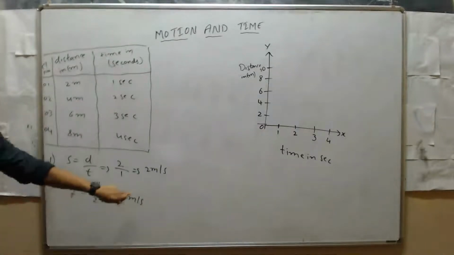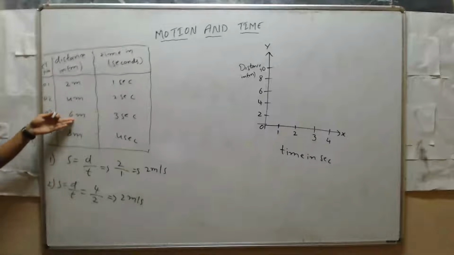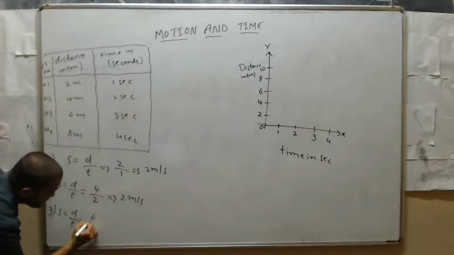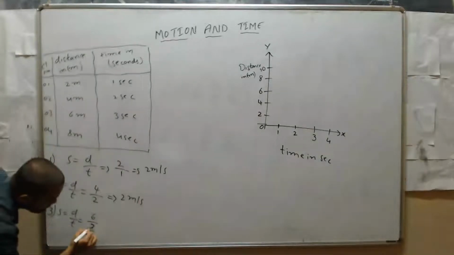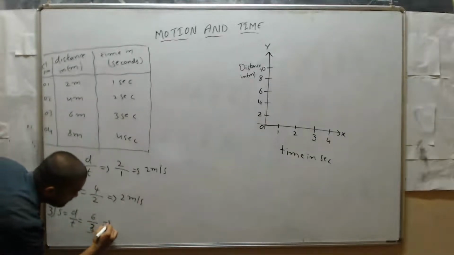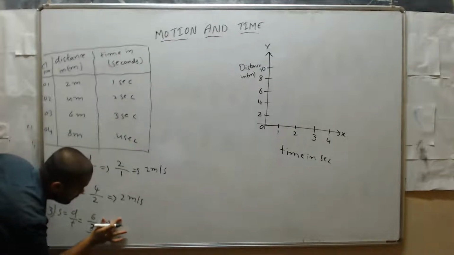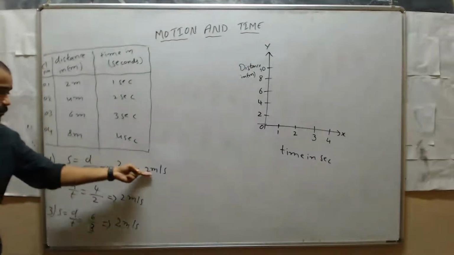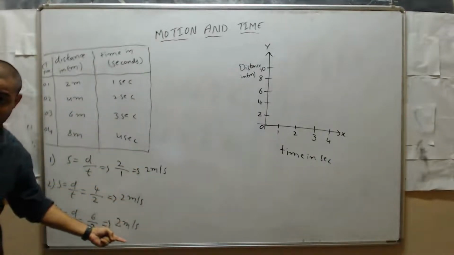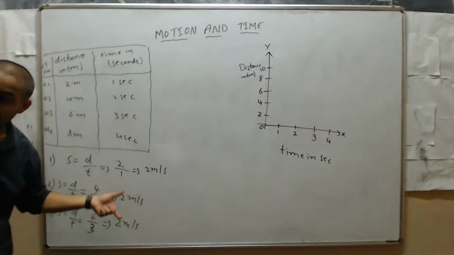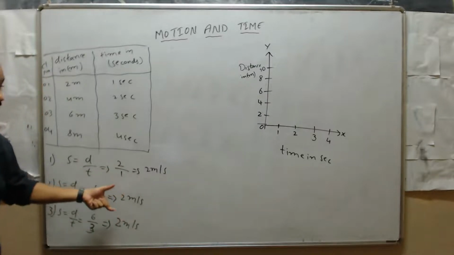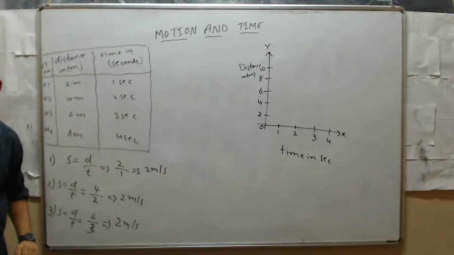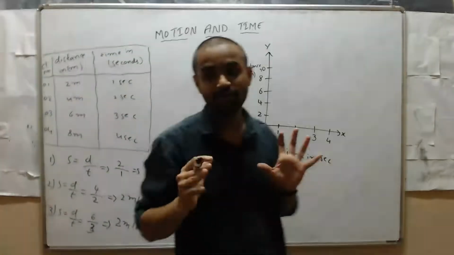That is 2 meter per second. Check another one, the third one: s is equal to d by t, that is 6 by 3. Then the speed will become 2 meter per second. See here, 2 meter per second, 2 meter per second, 2 meter per second. Is it the same? Is it uniform? Yes. Now we can say that the object is moving in uniform motion, students.